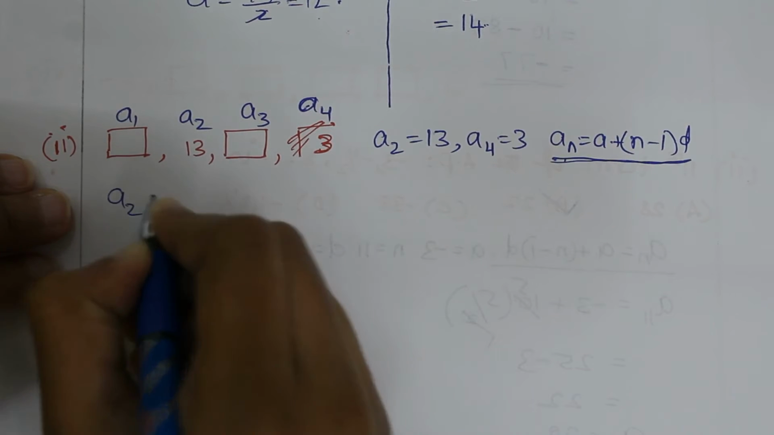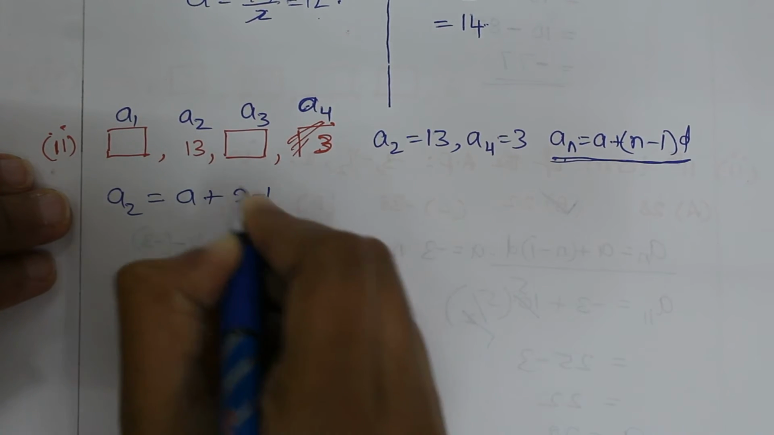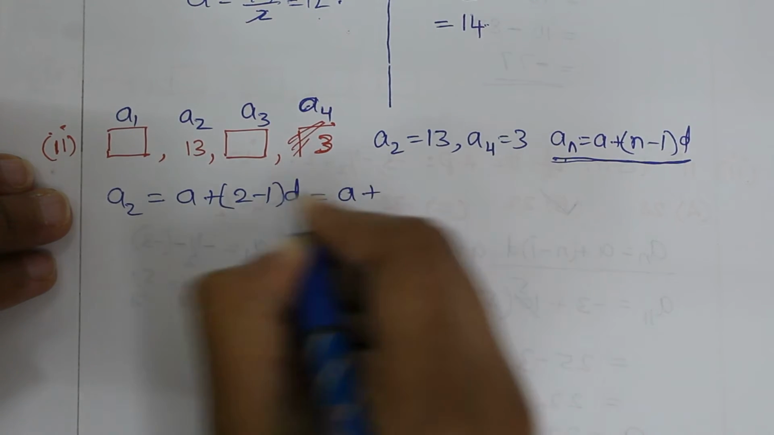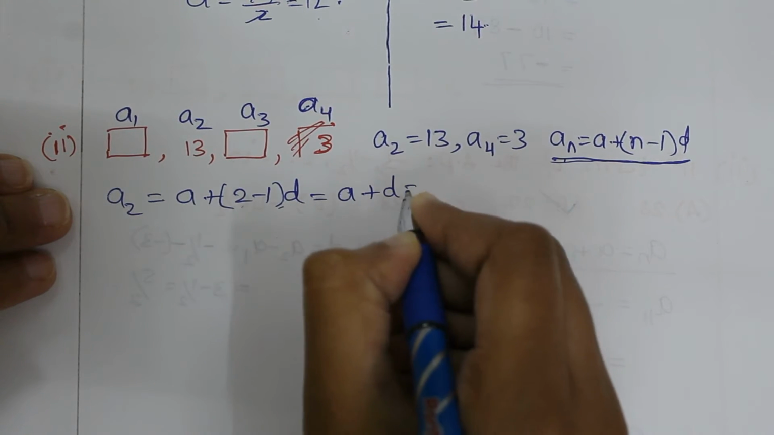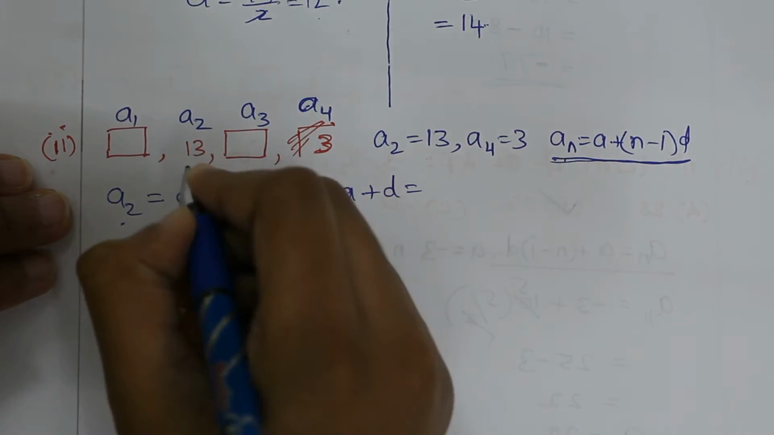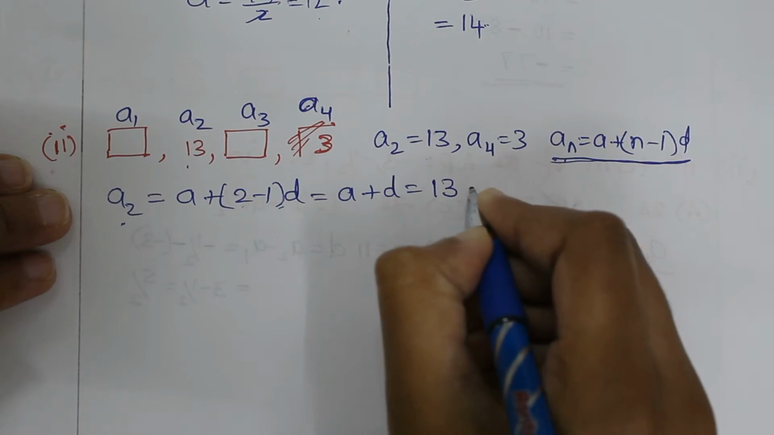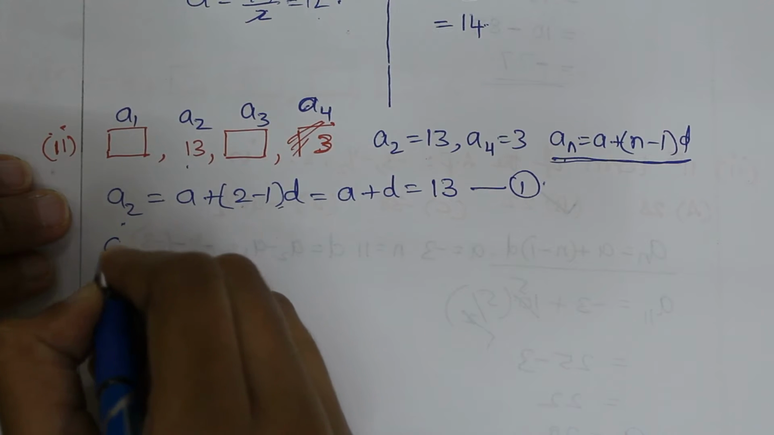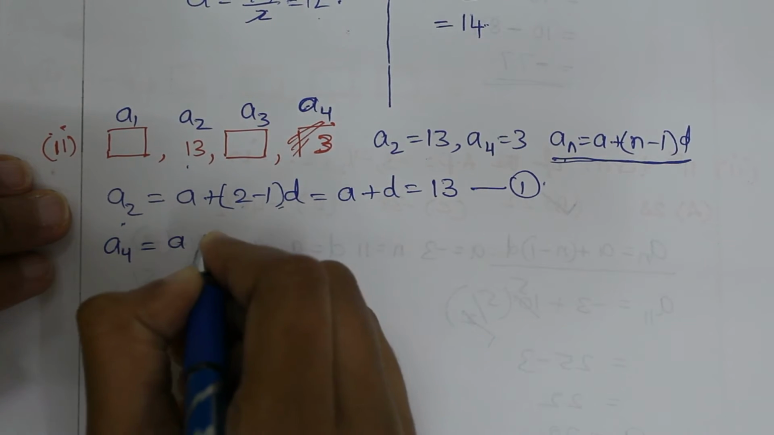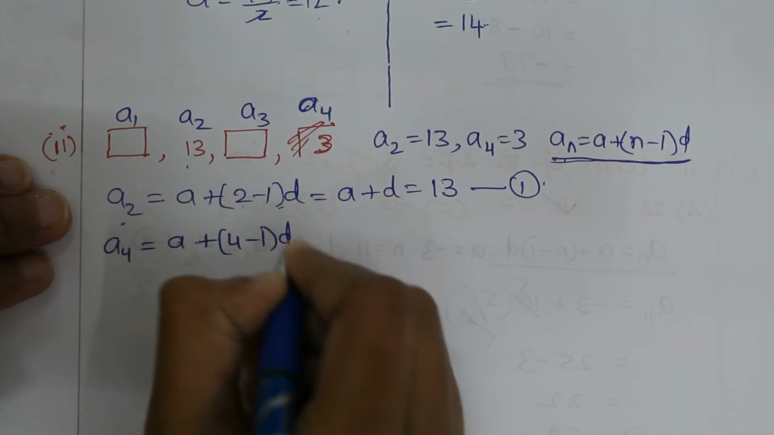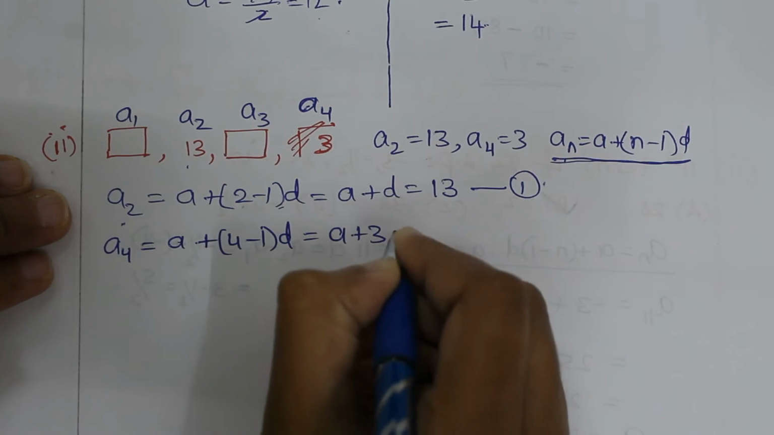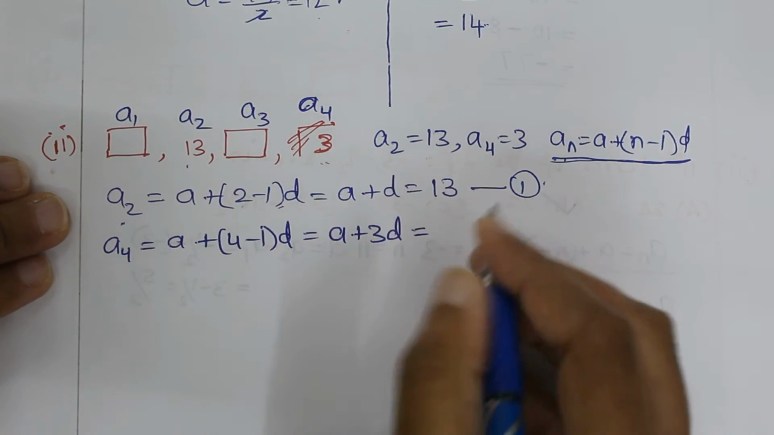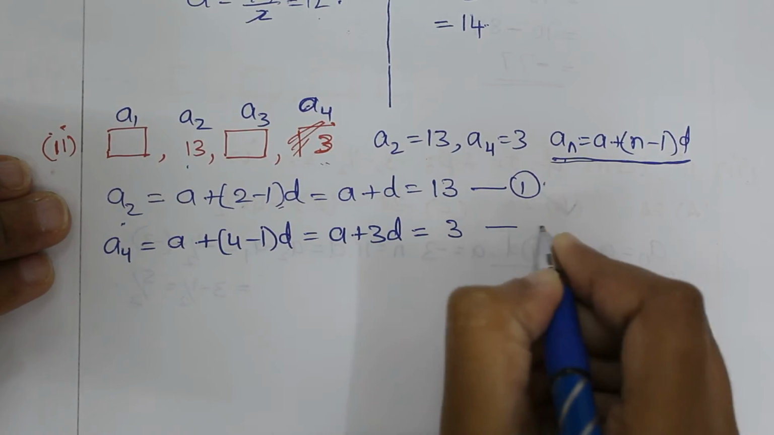So A2 is equal to A plus (2 minus 1) into D, which is equal to A plus D. What is A2? A2 value is 13. A plus D is equal to 13. This is equation 1. Now A4 is equal to A plus (4 minus 1) into D, that is equal to A plus 3D. What is A4? A4 value is 3, so A plus 3D is equal to 3. This is equation 2.